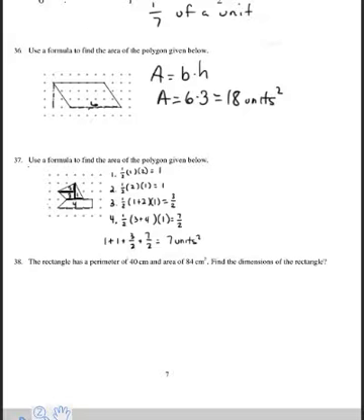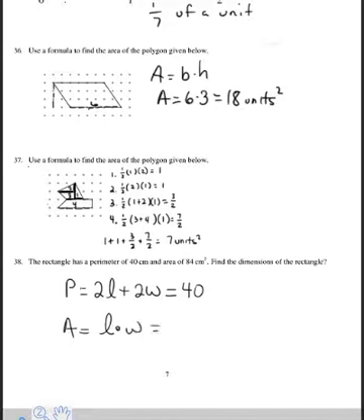Okay, a rectangle has a perimeter which is 2L plus 2W when it's equal to 40 centimeters. It has an area which is length times width. That's equal to 84 square centimeters. Find the dimensions of the rectangle. There's two dimensions, length and width. If there's two unknowns or two variables, you have to have two equations and solve it as a system of equations, kind of like we did.